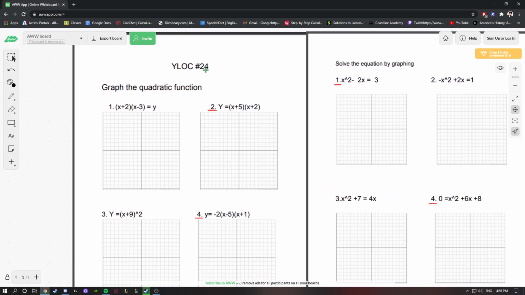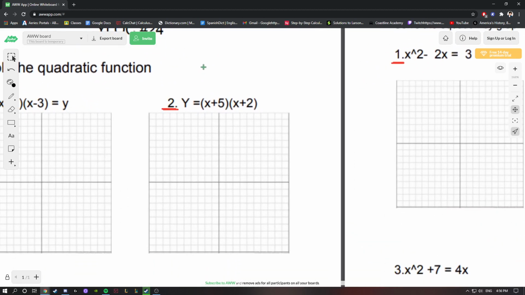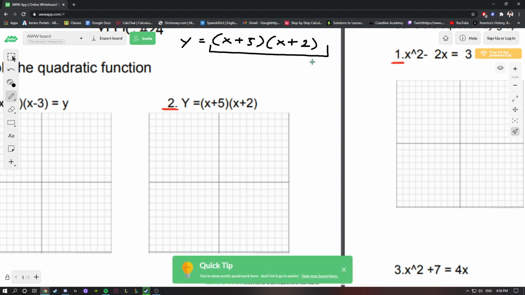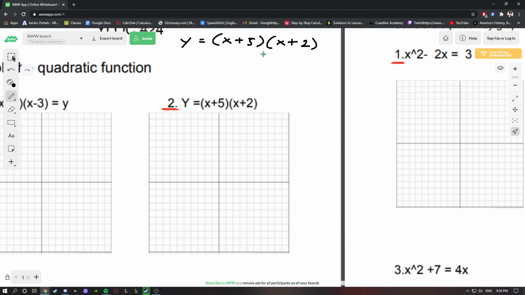Okay, so our directions are to graph the quadratic function, and this example number 2 right here will begin. We're given y equals (x plus 5) times (x plus 2). And when we're given quadratic functions or equations in general, this is what's known as factored form, in which both factors are written in parentheses.